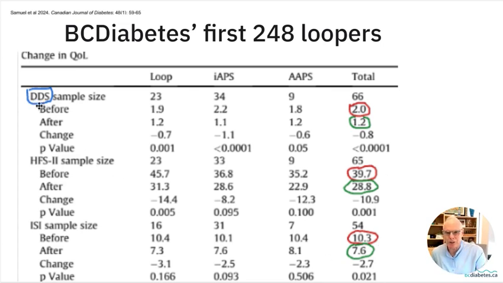Well, we measured diabetes distress, and it started at a fairly mild level and fell significantly. We measured fear of hypoglycemia. It started at a moderately low level and it fell to a low level at 28.8. And then the insomnia index also fell moderately.